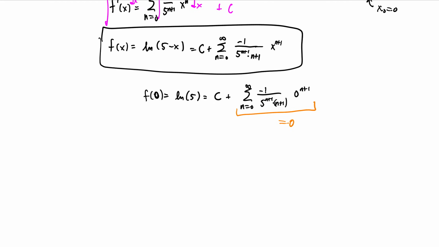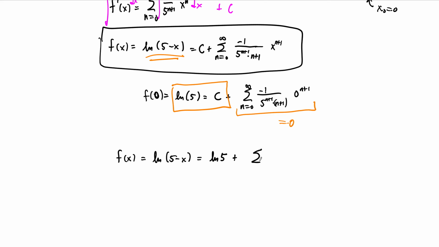And so what we learn then is that the unknown constant in our integral is not really unknown at all, because our integral is giving us back a known function. So our power series for f of x, let's write down what our f of x is, the log of 5 minus x, is equal to the natural log of 5, plus the rest of the power series, which starts at n equals 0 to infinity, negative 1 over n plus 1 times 5 to the n plus 1, x to the n plus 1.